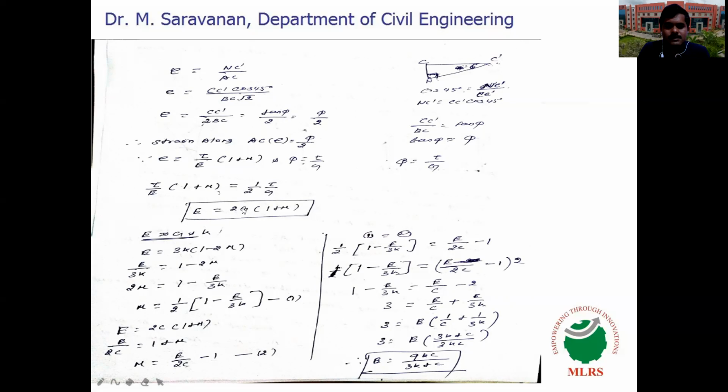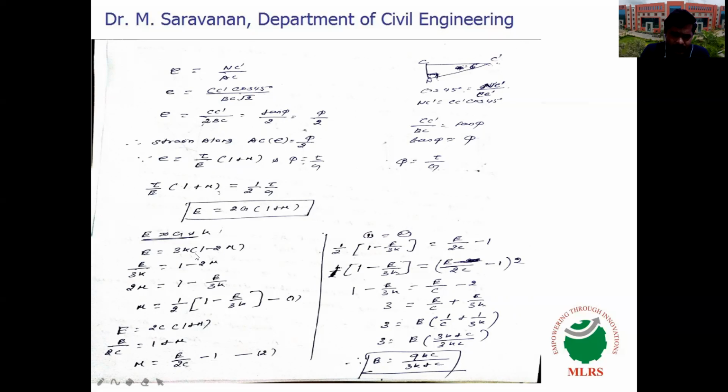This can be written as G or C or N. So E is equal to 2G into 1 plus mu. Now we can see the relation between E, G and K. In the previous lecture we derived the relationship between E and K. Now we derived E and G. Now you can see E, G and K: Young's modulus, rigidity modulus, bulk modulus.